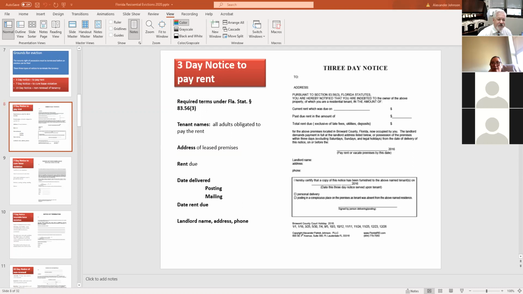All right, when can you serve the notice? So you can't give a 3-day notice until the rent is overdue. If the rent is due on the 1st of the month, then it is late on the 2nd of the month. So you can't give the 3-day notice on the 1st because it's not late yet, but it is late on the 2nd. Grace periods don't mean that the rent isn't late.